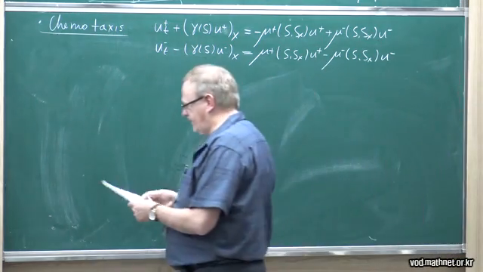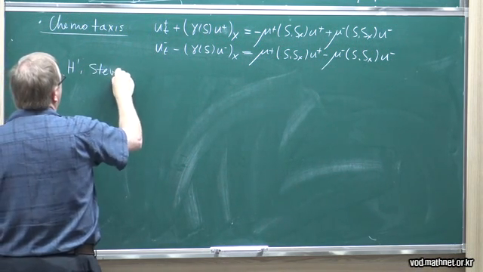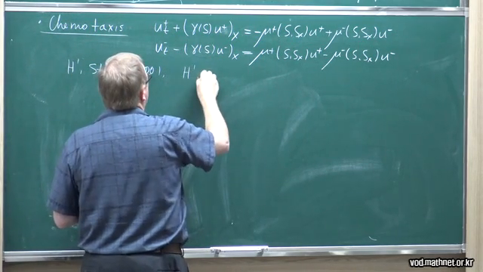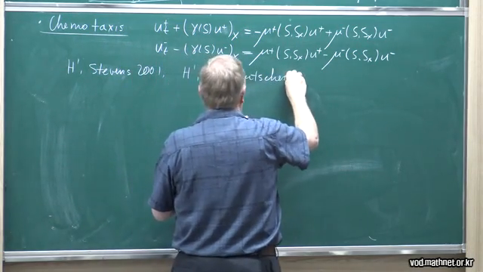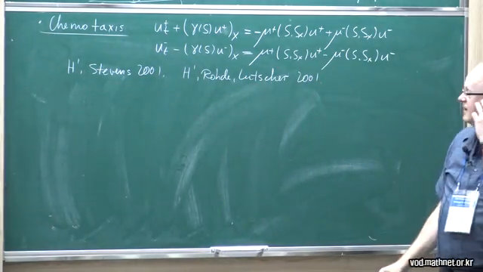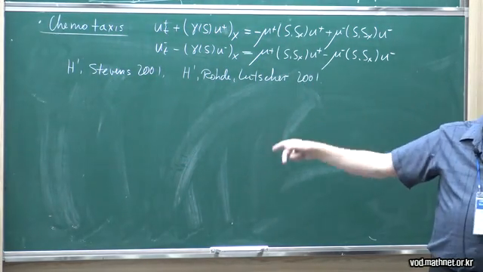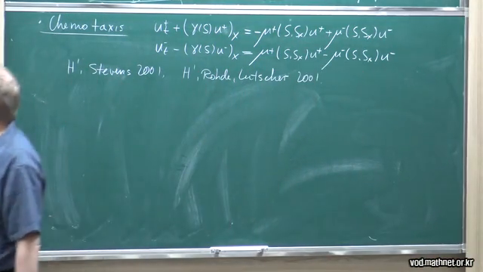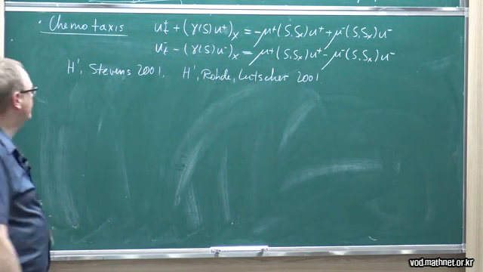So these models were studied by myself and Stevens in 2001, and then by Rode and Lutscher in 2001 as well. And then, of course, you can do the same thing. So you can do the chemotaxis Cattaneo model, the chemotaxis telegraph model, the chemotaxis limit. And then if you do the limit, you get the chemotaxis equations. So if you do this here, you get exactly the Keller-Segel model as it should be. Okay.